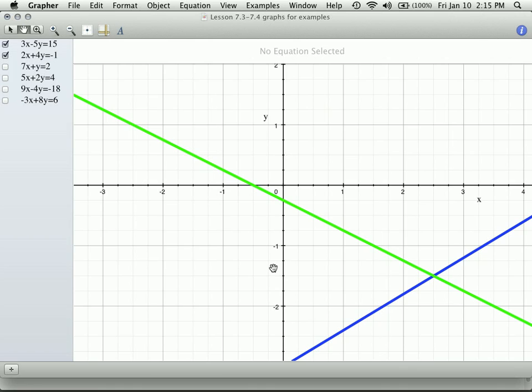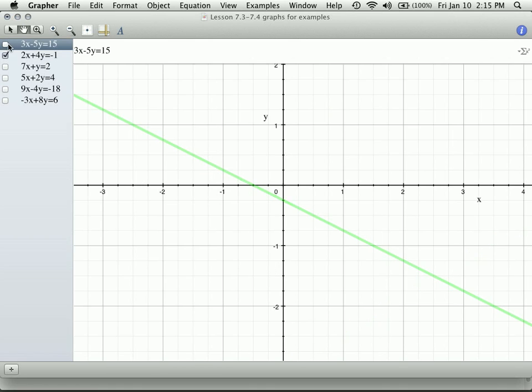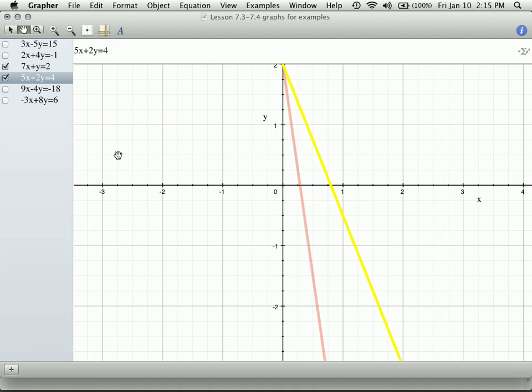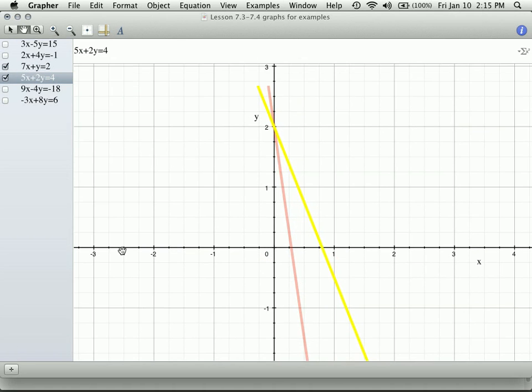So now I have this set up. Let me see if I can do this. Get rid of this and this. Put this and this back. So, hopefully you can see, it's a little bit too small for some of you, but this is the system that we just did. And what do you notice about the graph?